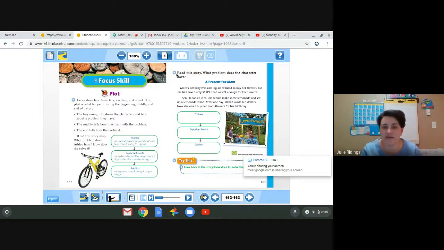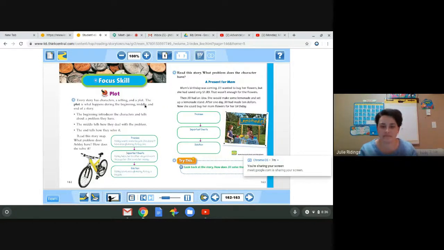Let's see if we can have it read to us. Read this story. What problem does the character have? A Present for Mom. Mom's birthday was coming. Jill wanted to buy her flowers, but she had saved only $1.89. That wasn't enough for the flowers. Then Jill had an idea. She would make some lemonade and set up a lemonade stand. After one day, Jill had made $10. Now she could buy her mom flowers for her birthday. Problem. Important events. Solution.